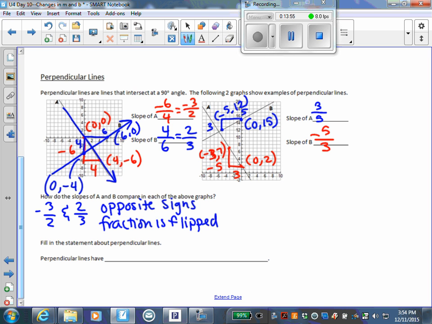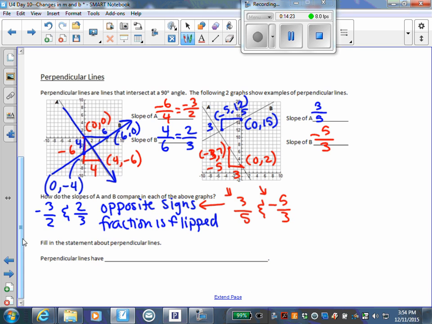So let's compare those two. 3/5 and negative 5/3. So they do have opposite signs. This one's positive, this one's negative. So that pattern holds true. And the fraction is flipped again. The 3/5 turned into a 5/3 for the other one. So it seems like from these two examples anyway, we found this pattern.